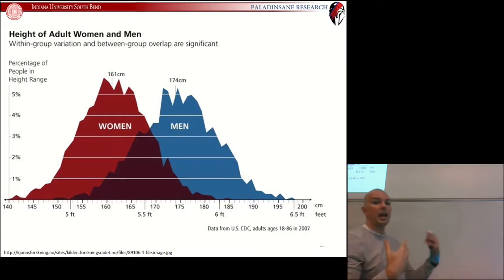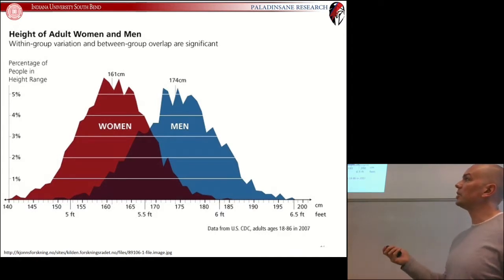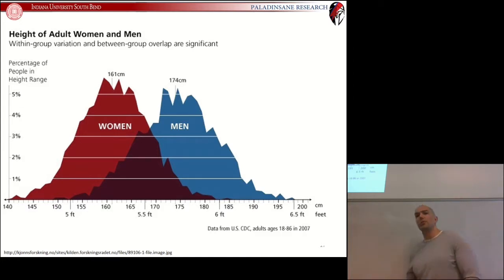You have men on average being taller than women. But for each individual gender, we have women here, we have men here, it's approximately a normal curve, because many, many different things go into determining how tall an individual is. So there's first off things like genetics. Are your parents tall? Are both of them tall? Or is only one of them tall? Or are both of them short?